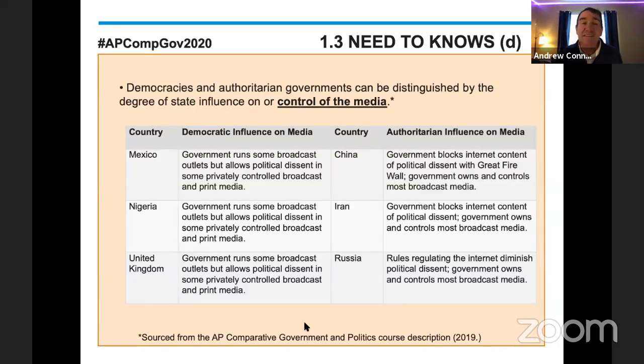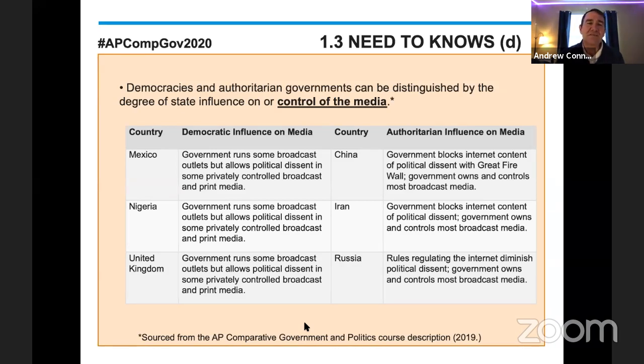One of the other traits of democracy is, to what extent does the government control the media? We know that all 6 of our core countries have broadcast media, and they have print media as well. And we also know that in all 6 of those countries, to some extent, there are government broadcast networks. So just the idea that the government controls a broadcast network doesn't necessarily make your government more authoritarian.